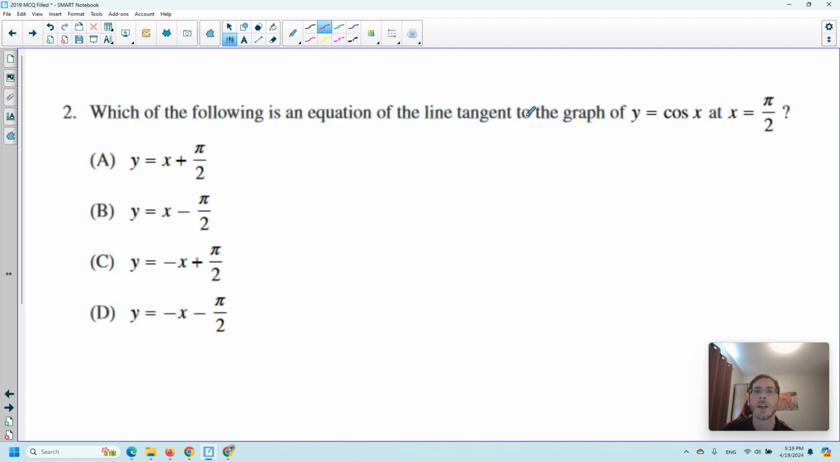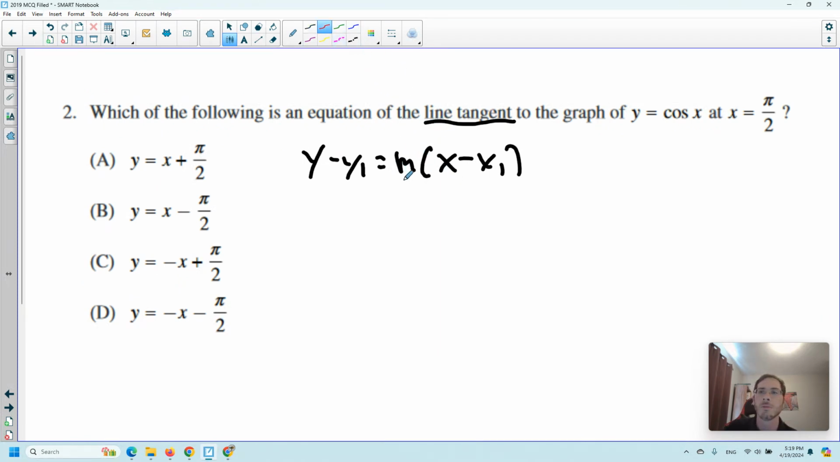For number two, which is the following: the equation of the line tangent of y equals cosine x at x equals pi over 2. So we're going to write down y minus y1 equals m times the quantity x minus x1. So again, we're doing line tangents. That's how we know we want to start with this equation. And now we just kind of throw everything in.